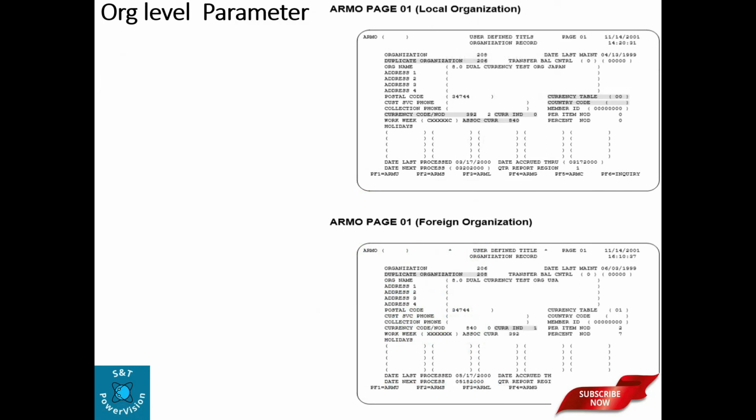Now the org level parameter. As I said, since we are going to use transactions in the foreign currency, the same account number will be created in two different orgs. For example, the actual org is 208 and the duplicate org is 206. Similarly for the foreign org, organization 206 and the duplicate org is 208, but the main difference is the currency indicator here. Currency indicator 0 means local transactions, so this org is for local currency transactions, and currency indicator 1 means this is used for foreign currency transactions.